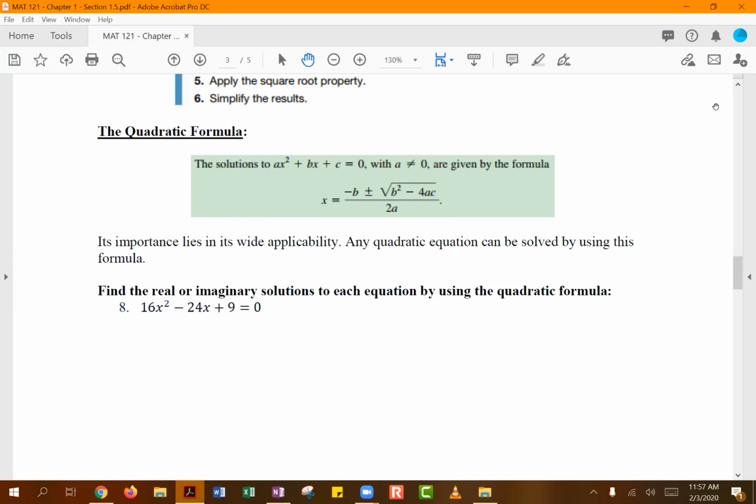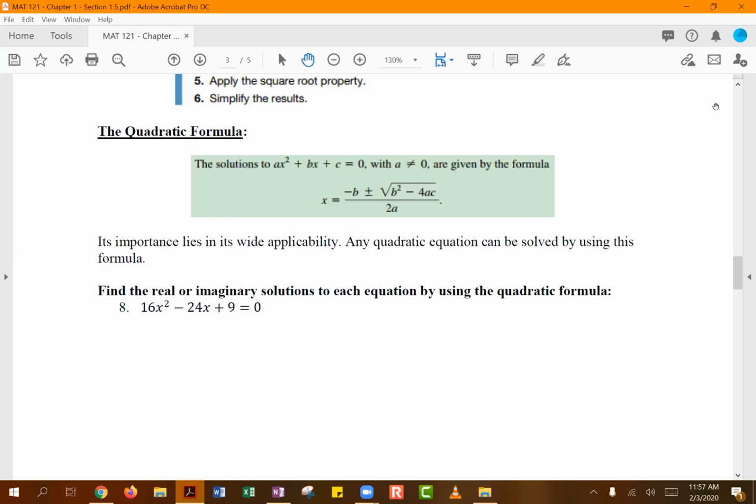So you're starting with negative b, which is coming from the middle term, plus or minus. Because of that square root, you're always going to have plus or minus. Inside the radical is b squared minus 4 times a and c, which is coming from your equation. And then the entire thing is divided by 2a. Okay, so you will need to remember the quadratic formula here.